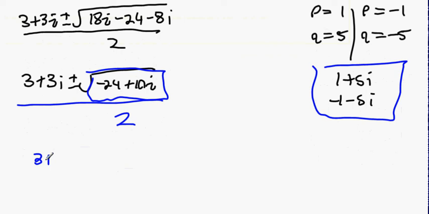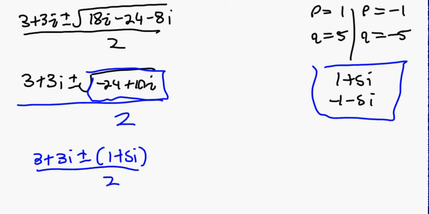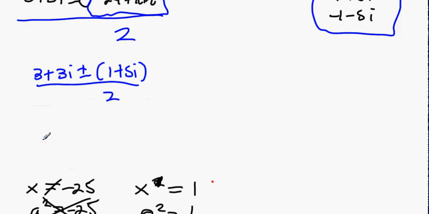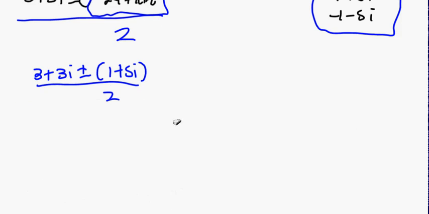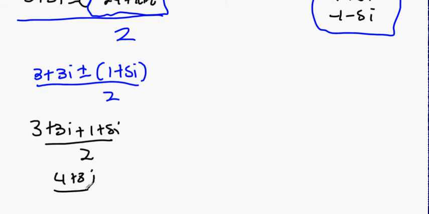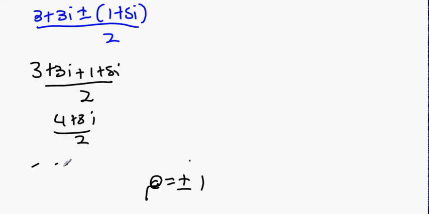Okay, so what we can do is (3 + 3i) plus or minus, I usually take the positive, (1 + 5i) all over 2. Now we're going to get our results here, so it's going to be (3 + 3i + 1 + 5i) all over 2, which is going to be 4 plus 8i over 2, and that in turn is going to be 2 + 4i.